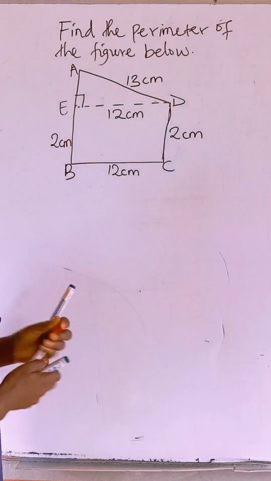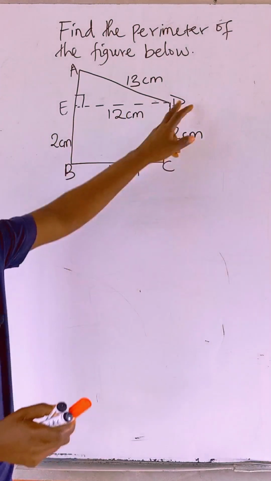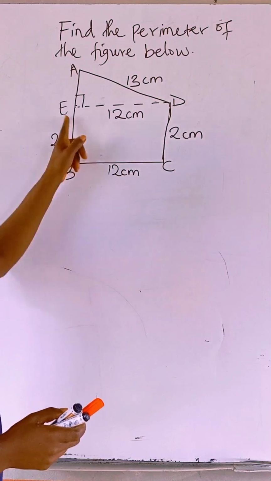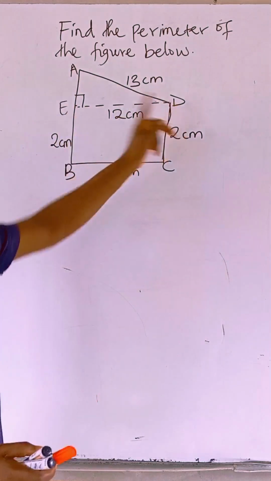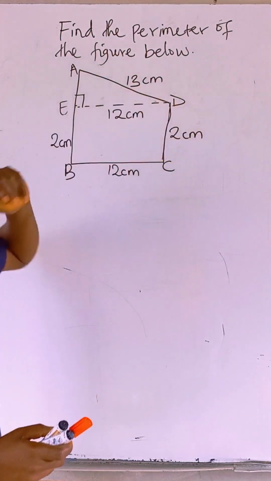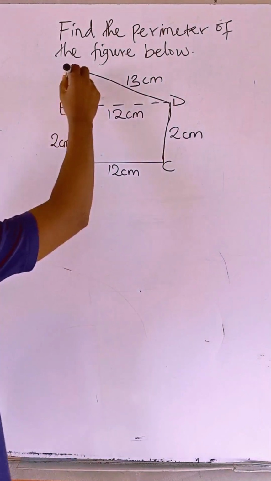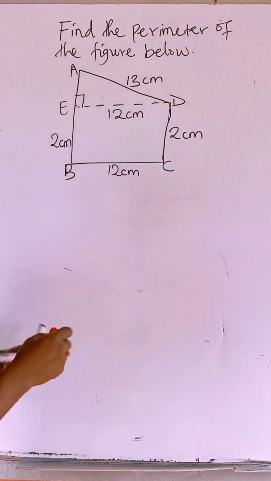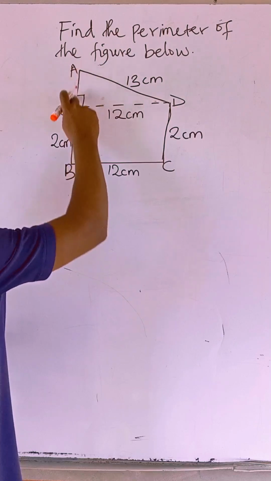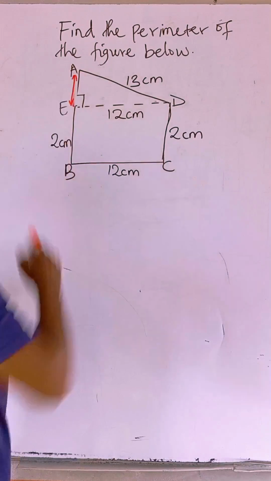So having gotten that, we have CD, we have BC, we have BE, and we have DE. And we have AD. The only thing we have left is AE, which is from here, these two areas, here to here. That is what we have left.